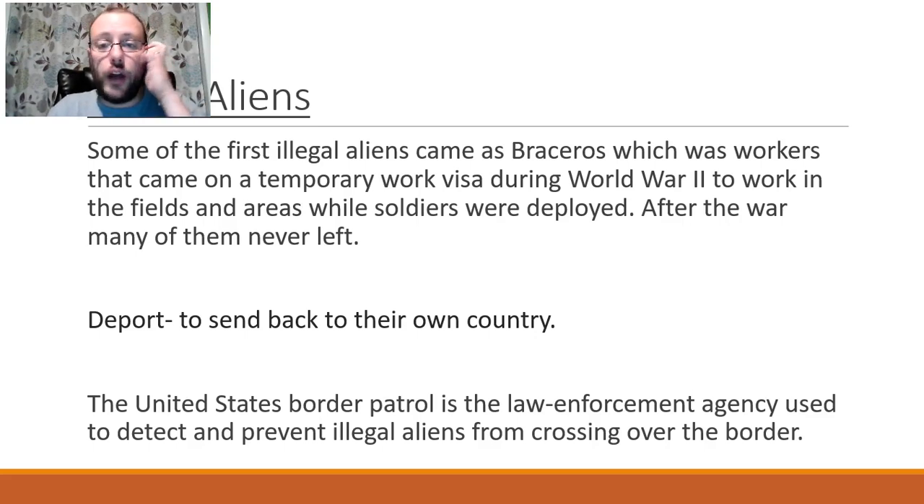And so they needed people to work in the fields, so they brought all these people in from Mexico to do this. After the war, a lot of them didn't want to leave, so they stayed here and became illegal aliens because their work visa expired.